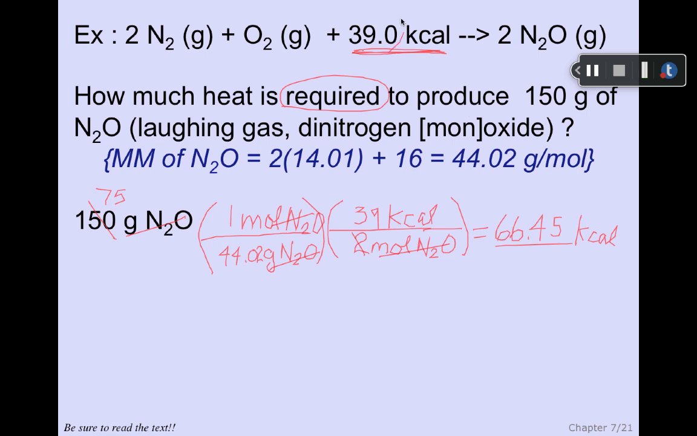That's enough digits for now, so let's think about how many should be in our answer. We've got 39.0 kilocalories, and we had 150 grams of N2O. Well, that 150 grams is only 2 sig figs, and so that's going to limit our calculations here. In spite of the fact that the kilocalories were provided with 3 sig figs, you end up going with the one that has the fewest. So for this question, a 2 sig fig answer would be sufficient, and that would be 66 kilocalories for the 150 grams of dinitrogen monoxide.